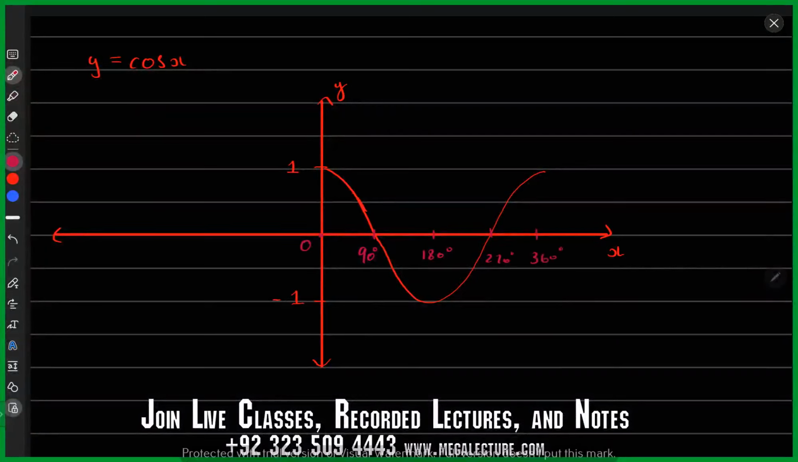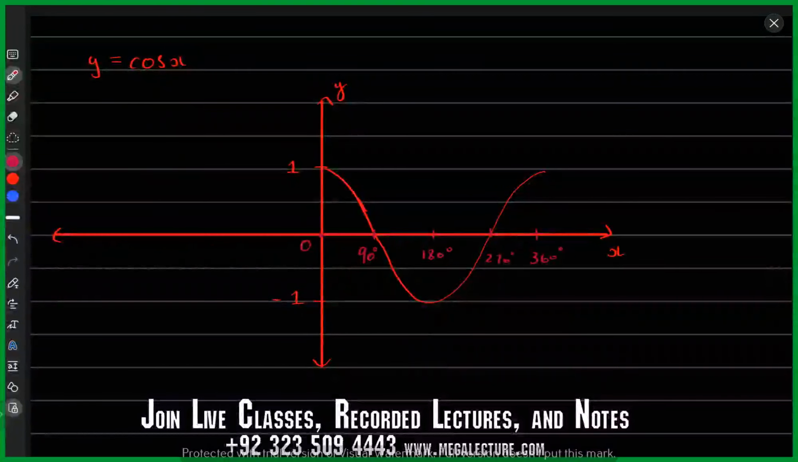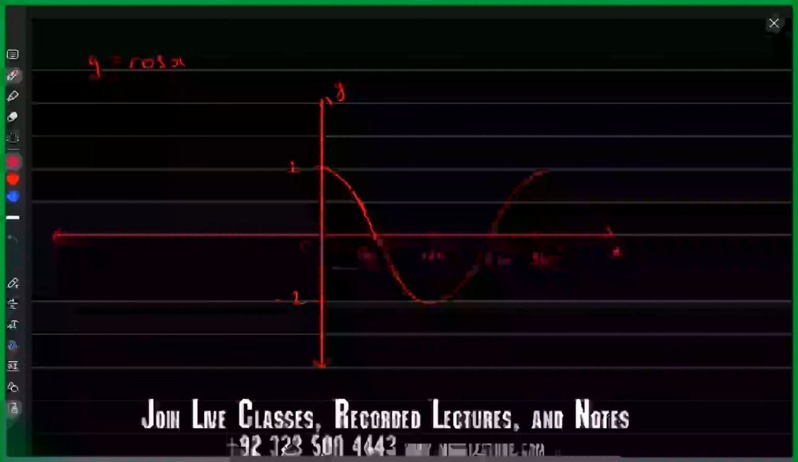Okay, now this graph would be used at multiple places. Either the examiner is directly going to ask you to make the graph of cos, sine, tan, not this one, with some variations. We'll talk about that in some time.